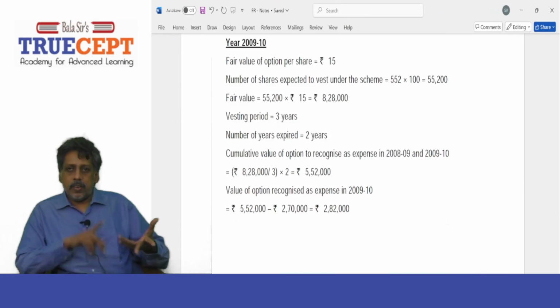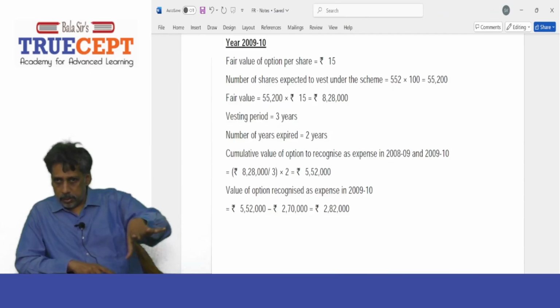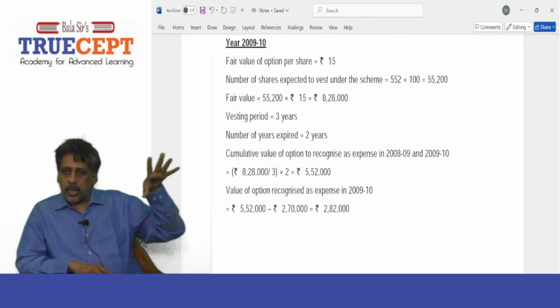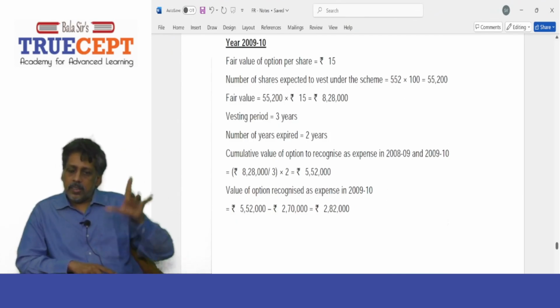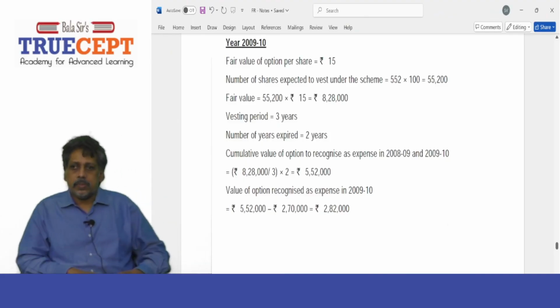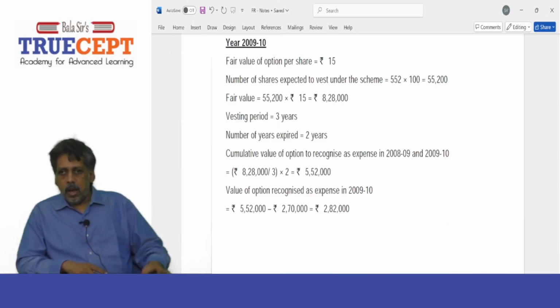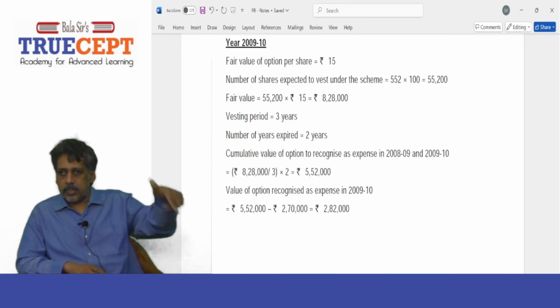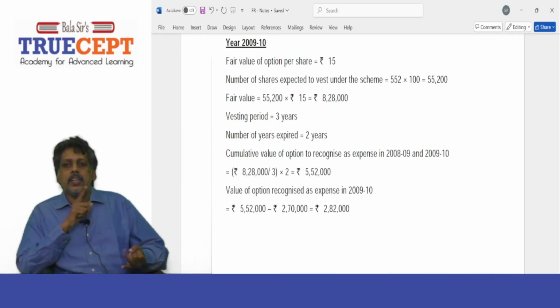Now tell me how much you get. 55,200 into 15 rupees is 8,28,000. That into 2 by 3 is 5,52,000. That is the total amount. 5 lakh and 52,000 is the total amount to be recognized as an expense by the end of the second year. But out of 5 lakh 52,000 rupees, 2 lakh 70,000 has been recognized as an expense in the first year. So how much more? 2,82,000 is the expense for the second year.